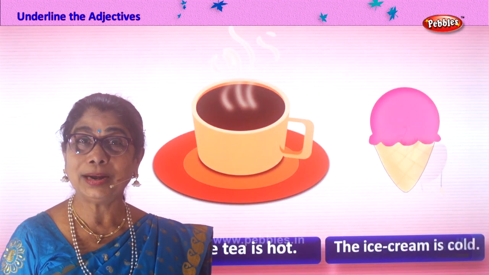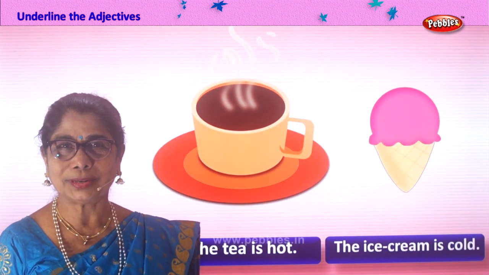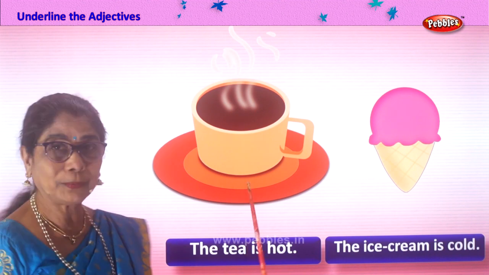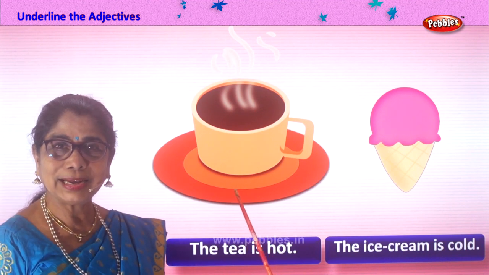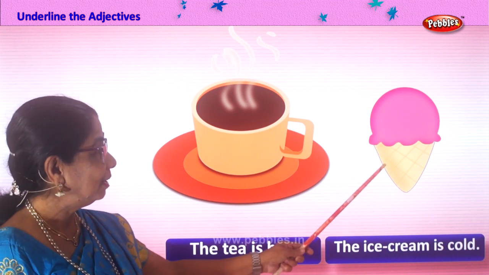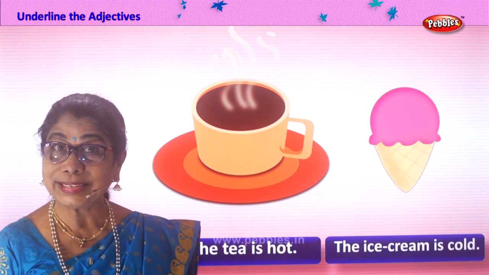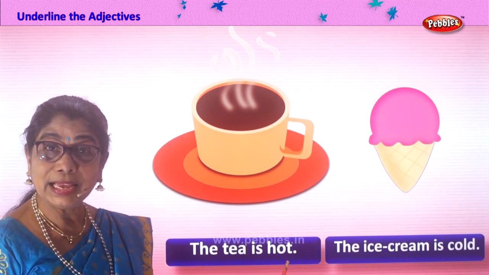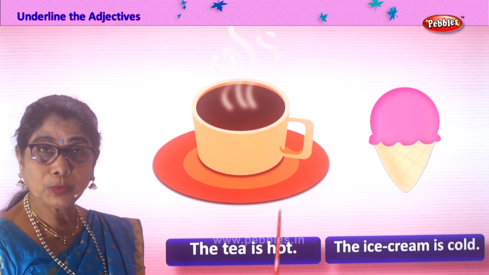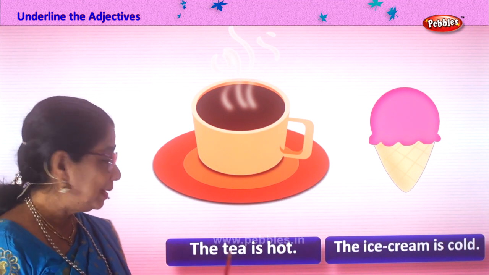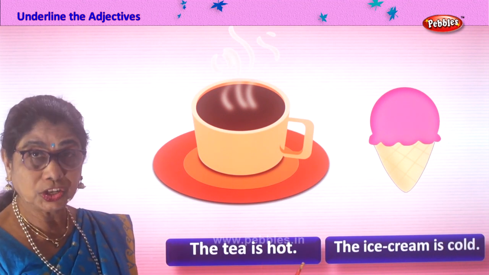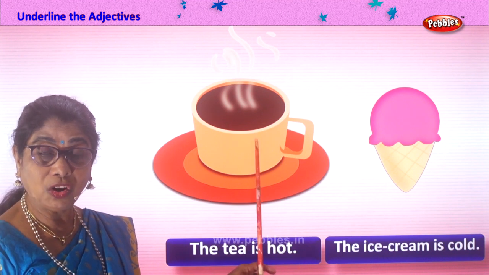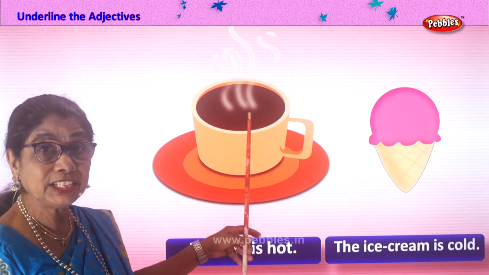Look at the word that describes the picture, and then find the opposite. Look. What is this? A cup of tea. And here, an ice cream. Let's read the sentence. The tea is hot. Where is the tea? In the cup. The tea is hot. You can have cold tea, hot tea. And here the tea is hot.